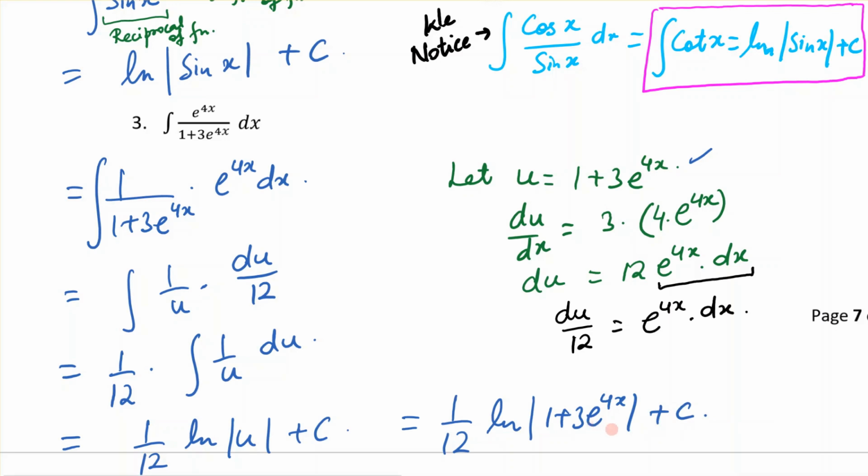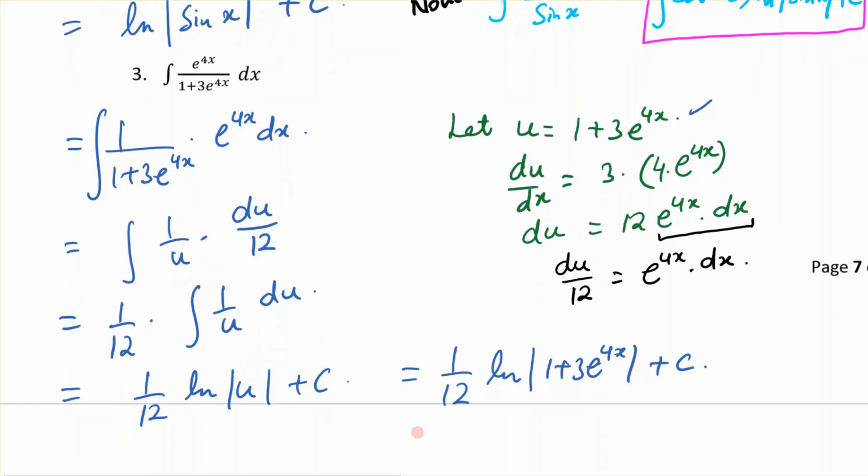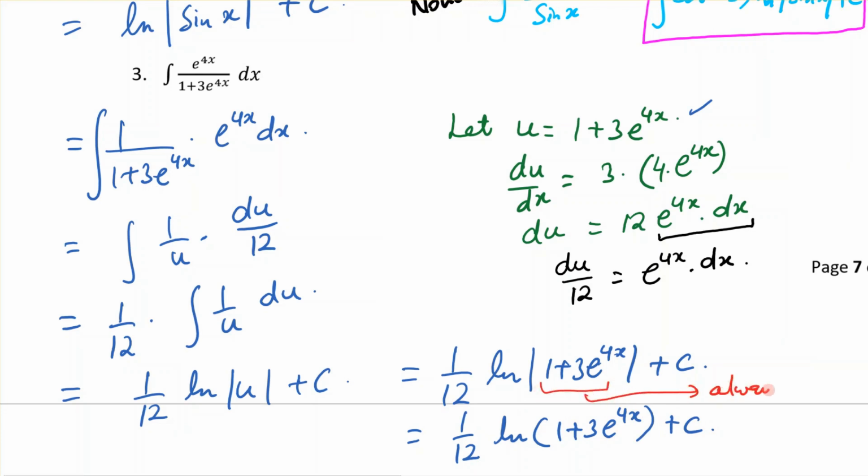In this case, you will also notice that the exponential function is always positive. 3 times this expression will be positive. So whatever you have inside the ln is positive. So you can simply write ln of 1 plus 3 e raised to power 4x plus c, because this expression is always positive.